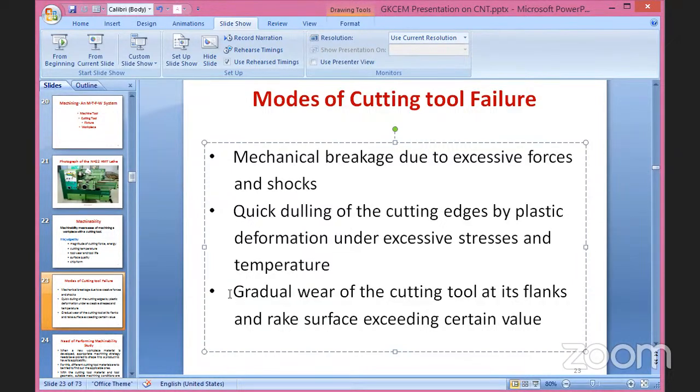So the third one is a regular one, that is the gradual wear of the cutting tool at its flank and rake surface, and if it exceeds a particular value, then we call it a failure through gradual wearing phenomena. All cutting tools must undergo this kind of gradual wearing, and that should not involve any catastrophic breakage or plastic deformation. So this kind of cutting tool will always be preferred. The cutting tool should wear slowly and gradually, and at the end of excessive wearing, it should fail. That should be the phenomenon of your cutting tool regarding its failure. Okay.